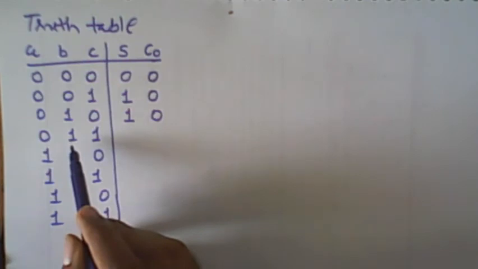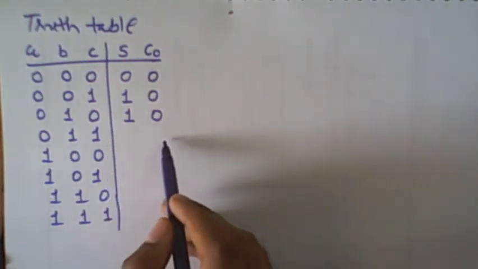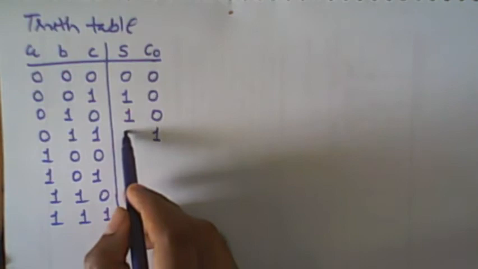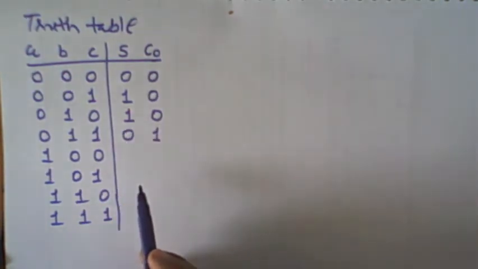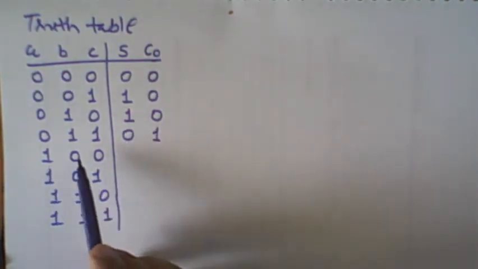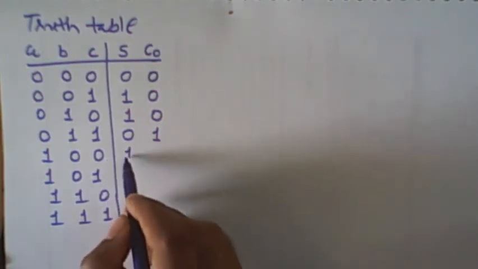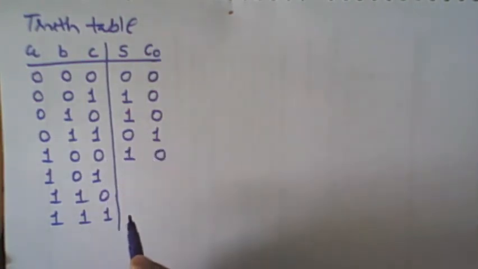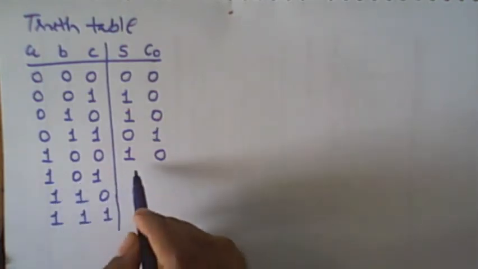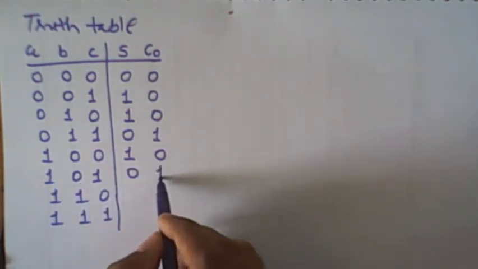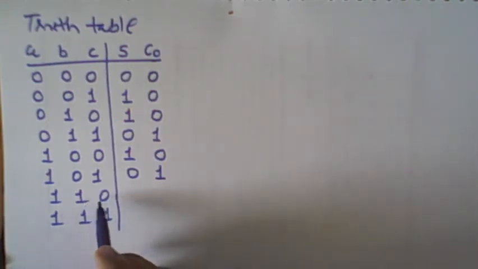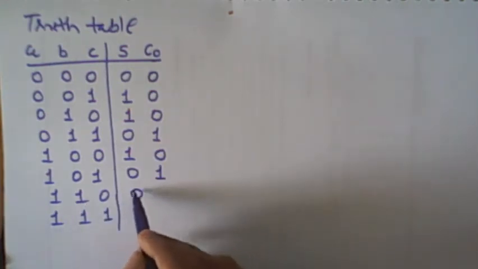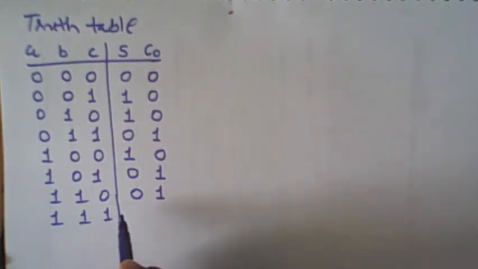0 plus 1 plus 1 is 2, and 2 is represented as carry 1 and sum bit 0, since 1 0 is the representation of 2. 1 plus 0 plus 0 is 1, so sum bit is 1 and carry bit is 0. 1 plus 0 plus 1 is 2, so sum is 0 and carry is 1. 1 plus 1 plus 0 is 2, so again sum bit is 0 and carry bit is 1. And 1 plus 1 plus 1 is 3, so sum bit is 1 and carry bit is also 1.